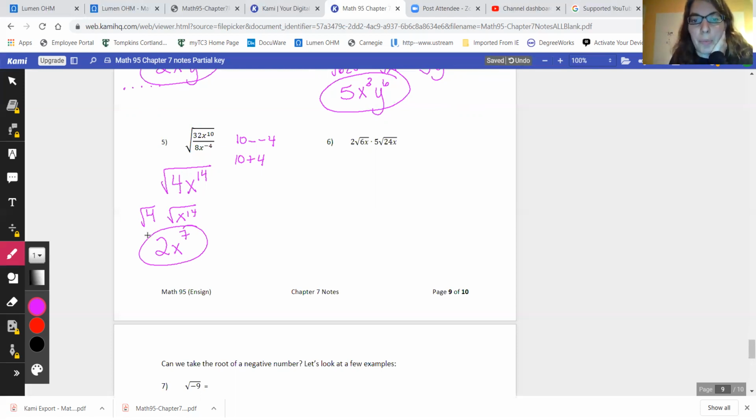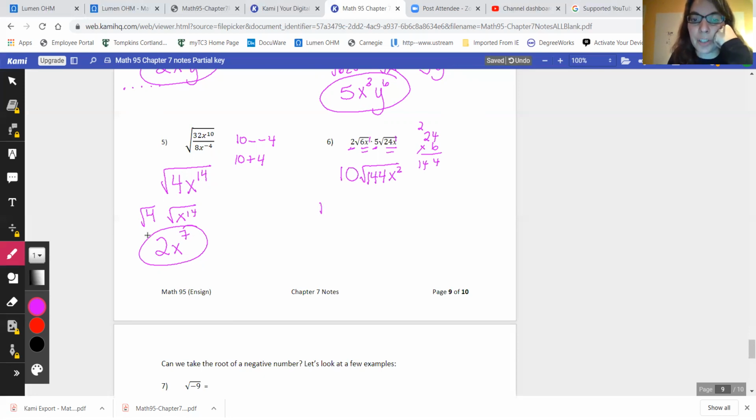All right, multiplying here, now this is not a second root and a fifth root, right? This is just 2 times the square root of 6x times 5 times the square root of 24x. So what happens here is these outside numbers can get multiplied. So 2 times 5 is 10, and then the inside numbers can get multiplied. So 24 times 6 would give us, let's see, 144, so 144x squared, right? X to the first times x to the first, I add those exponents.